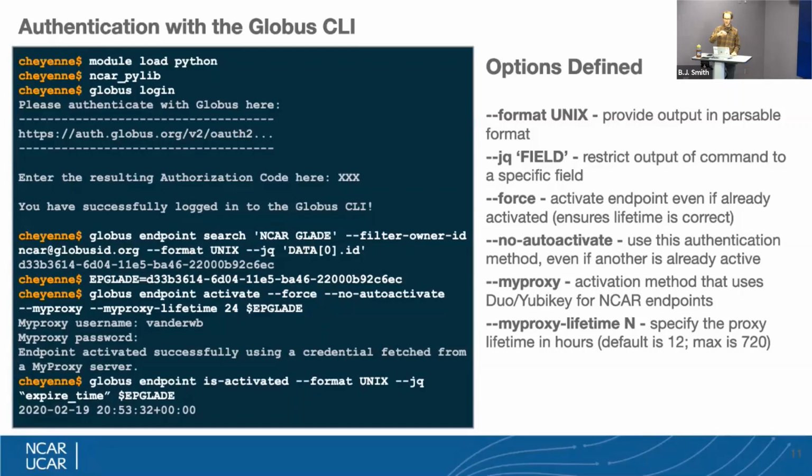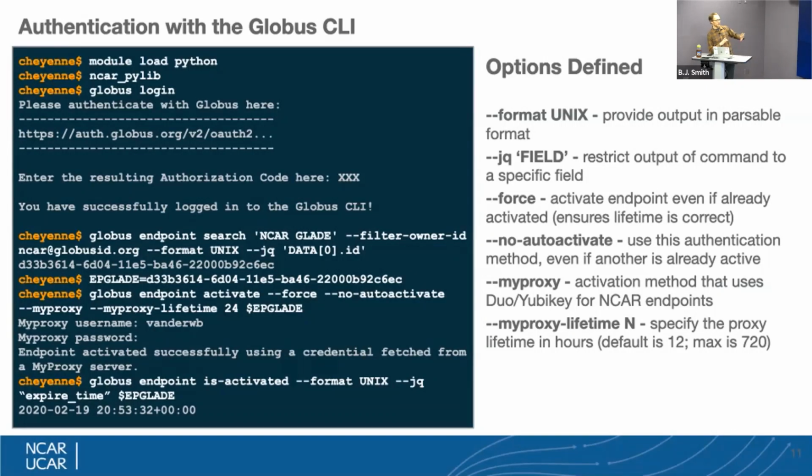So you'd have to then do some copying and pasting. Whereas here I'm formatting it Unix, so it's raw machine readable output, and I'm only asking for the ID field. So then it gives me this string. This starts with a D33, and that's the actual endpoint ID. It's long and laborious, but unique.